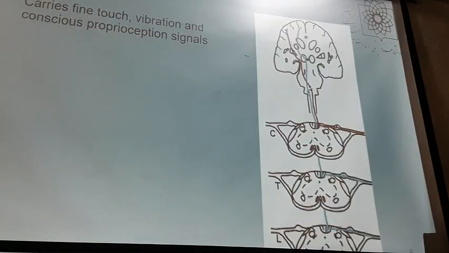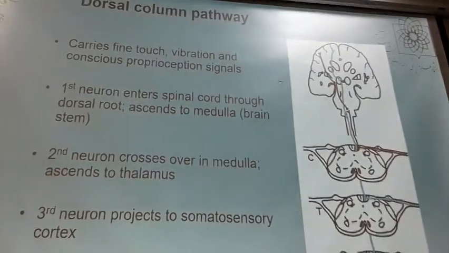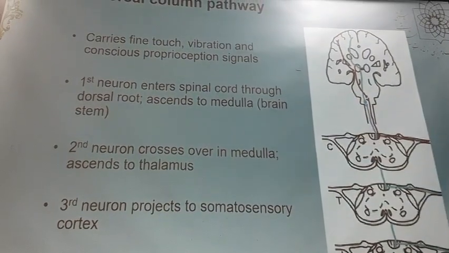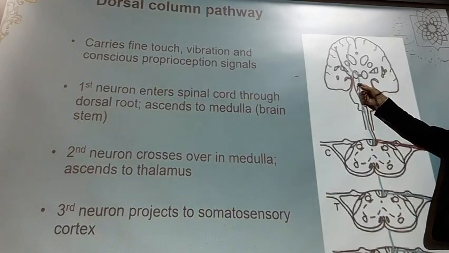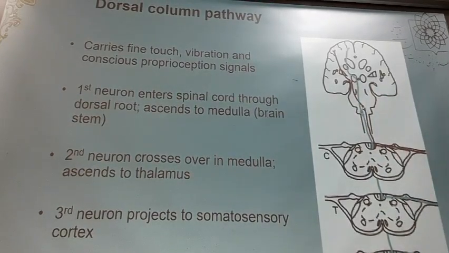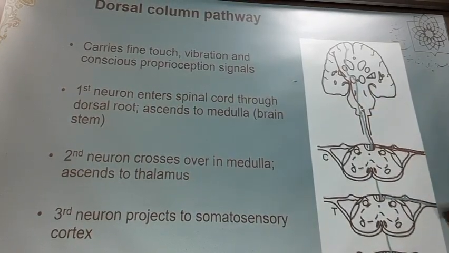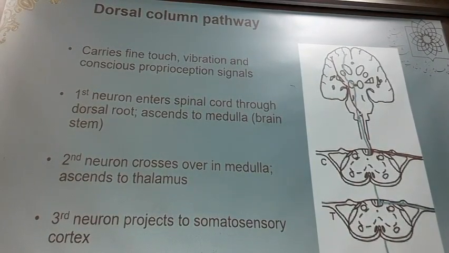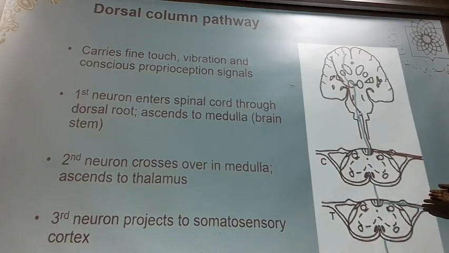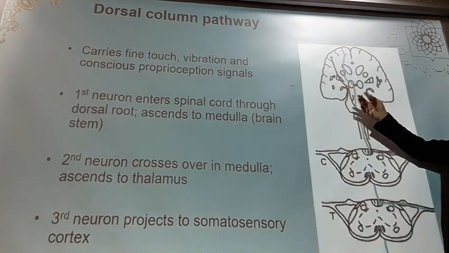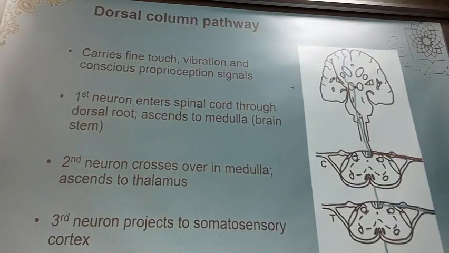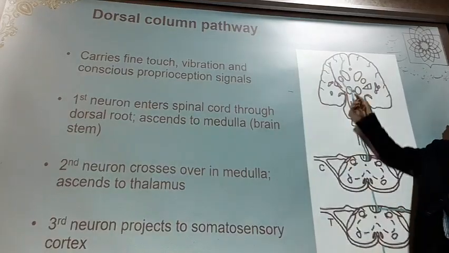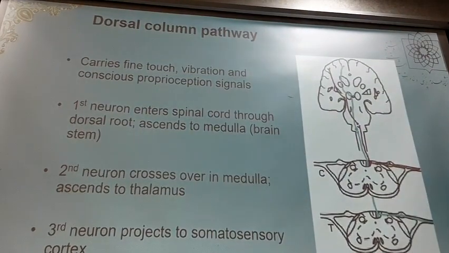And you see that in this system, the first order neuron enters the spinal cord and ascends to the medulla. This is the first order neuron, and it finishes here in the medulla. As you see, the second order neuron starts in the medulla and crosses to the other side of the body, for example from the left side to the right side of the brain, and reaches the thalamus. Then the third order neuron goes from the thalamus to the somatosensory cortex.